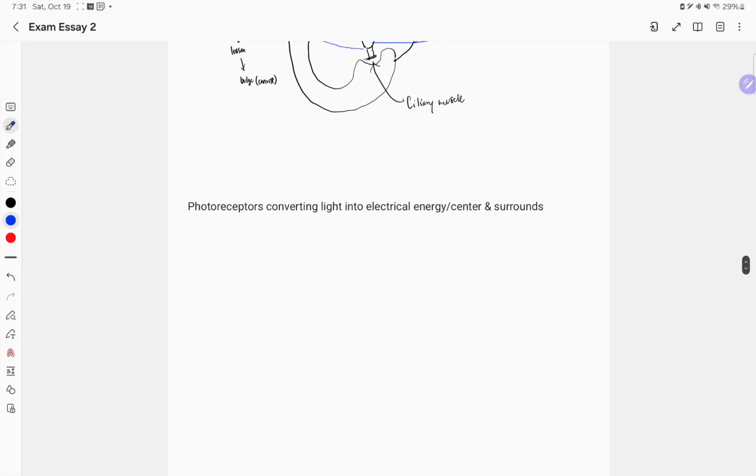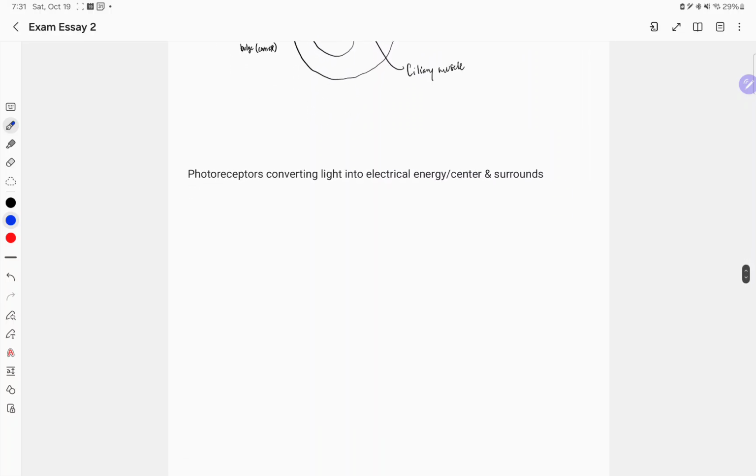Photoreceptors converting light into electrical energy. And center and surround photoreceptors. So this is where the magic happens. This is where all the fun is.